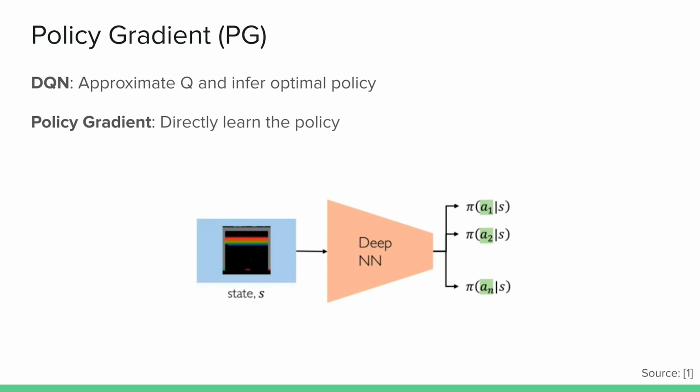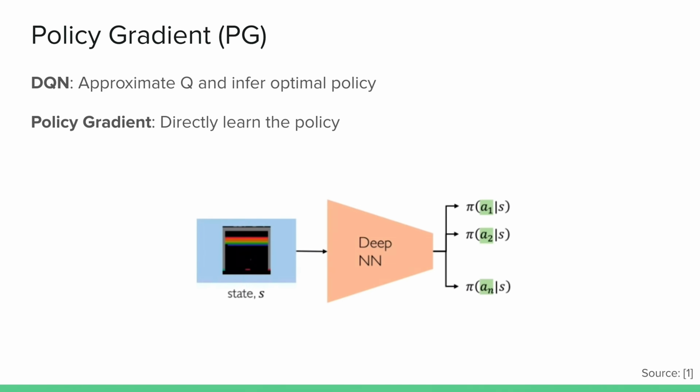So what can we do instead? With Q-learning, we're learning to approximate that Q function and then infer the optimal policy by always taking the action that gives us the maximum reward. But we can also directly learn the policy, and that will be called policy gradient, where we try to learn the actions that we should take in whatever state we are.